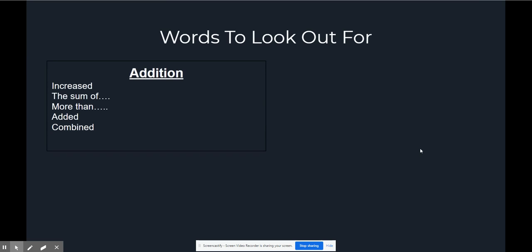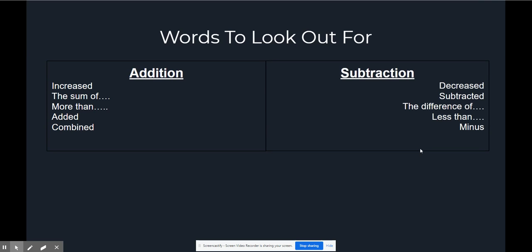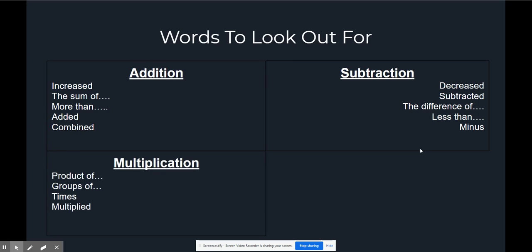The words we're going to look out for: in addition, increase, the sum of, more than, added, combined. All of those words tell us that we are adding things together. Other ones for subtraction are decrease, subtracted, the difference of, less than, and minus. All of these tell us that we're subtracting things. Another one's for multiplication: product of, groups of, times, multiplied. All of those tell us multiplication, and last but not least is division: divided, split into, and quotient.